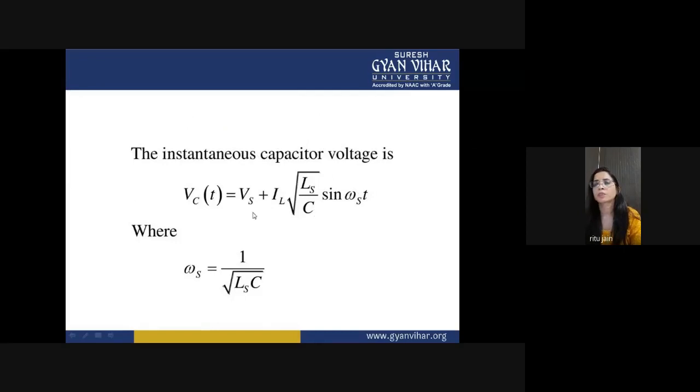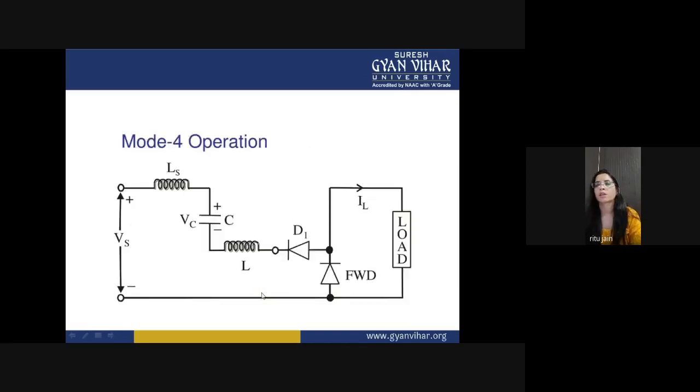And from this diagram, you can see VC(t) is equal to Vs plus IL root Ls upon C sine omega s t, where omega s is equal to 1 upon root Ls C. Now let's come to the next mode of operation, which is your mode 4. In this operation, you can see that the diode D1 also comes into the picture with inductor L. So the load current is also flowing in this mode.